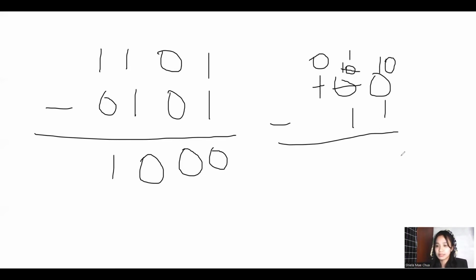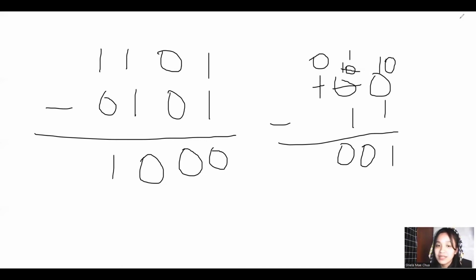1, 0 minus 1 is 1. Because we all know that 1, 0 is equal to 2. So 2 minus 1 is 1. Now, 1 minus 1 is 0. And bring down 0. So 1, 0, 0 minus 1, 1 is equal to 0, 0, 1.